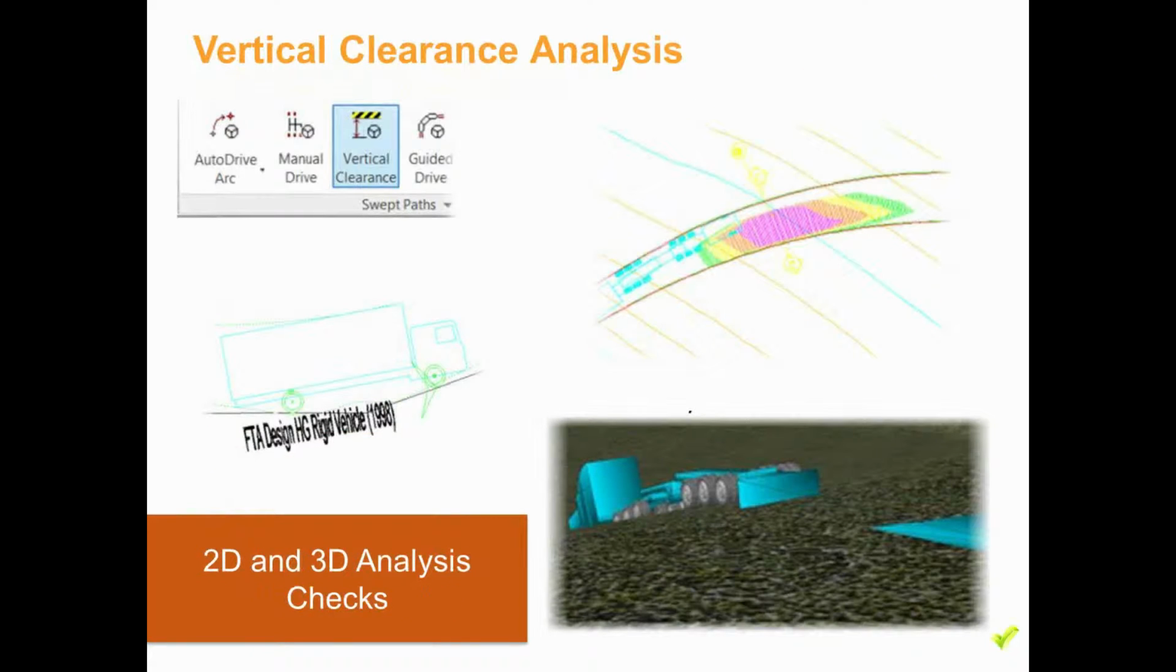You can also do vertical analysis. So not only can you make sure that the top of the truck isn't going to hit the bridge, but you can also do it underneath the vehicle. So what this will do is make sure that the car can drive comfortably without bottoming out and overhangs hitting the ground and things like that. It'll allow you to adjust your profile design if you need to do so.